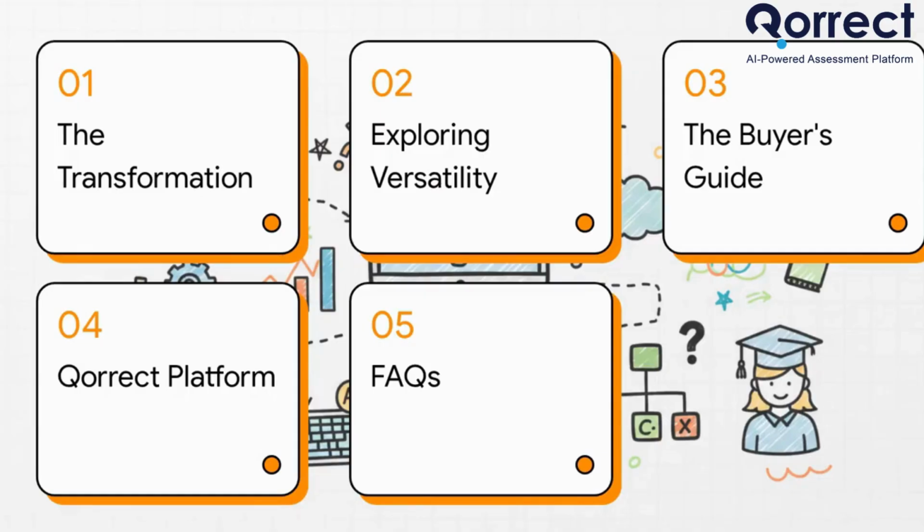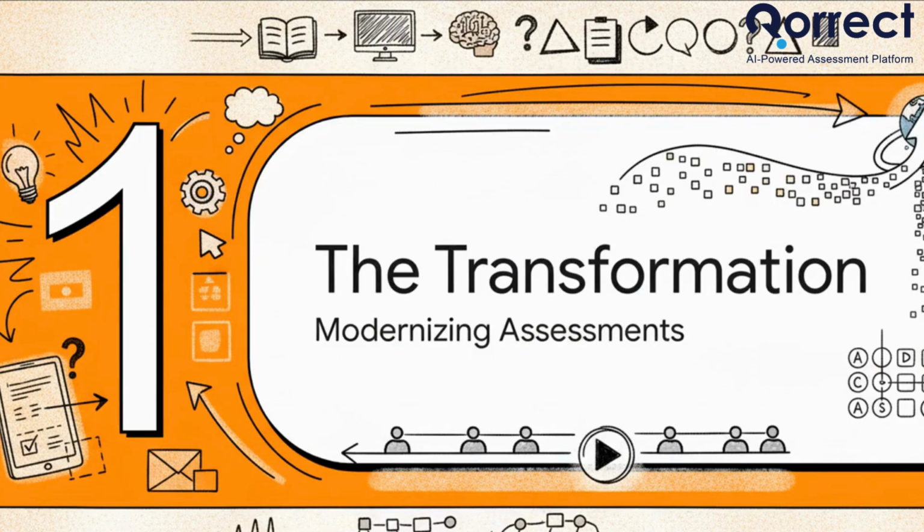Here's our roadmap for today's explainer. We'll be covering 1. The transformation, 2. Exploring versatility, 3. The buyer's guide, 4. Smart generation with Qorrect, and finally, 5. FAQs.